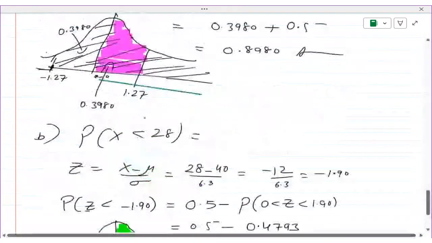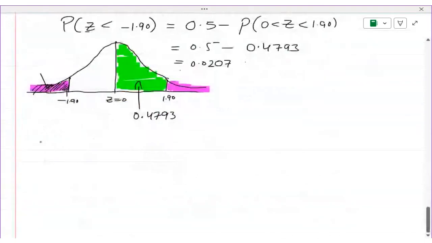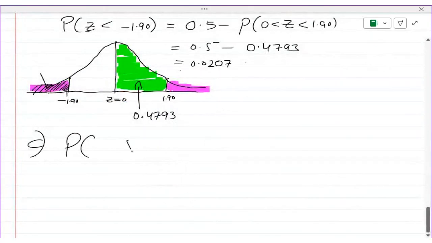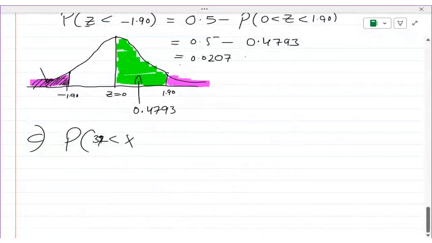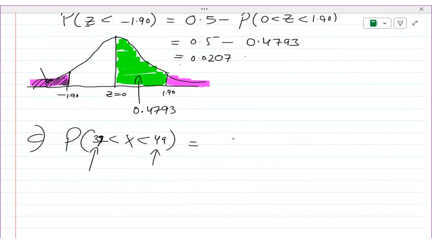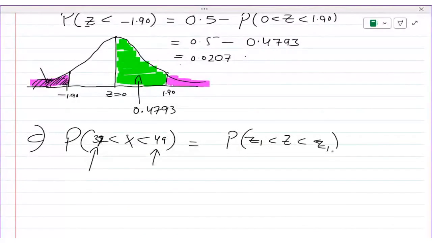In the same part, similarly, we are asked to find the probability that x is between 37 and 49. So students, what you will do is convert this 37 and 49 in terms of z. Then you will get two numbers, z1 and z2, and then you can use them to find the probability. Okay. So any doubt, students?